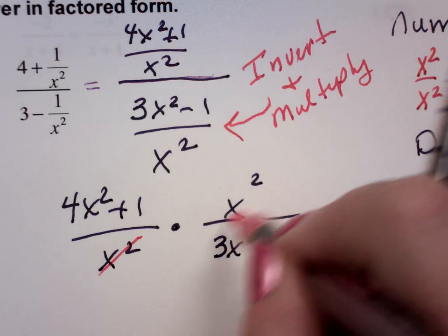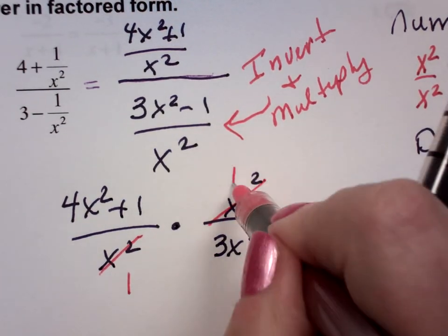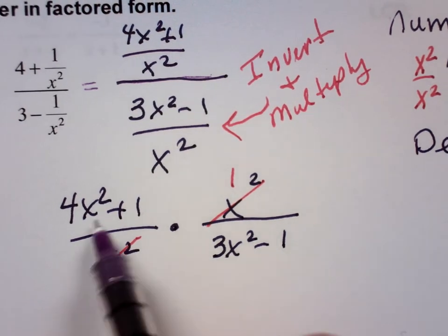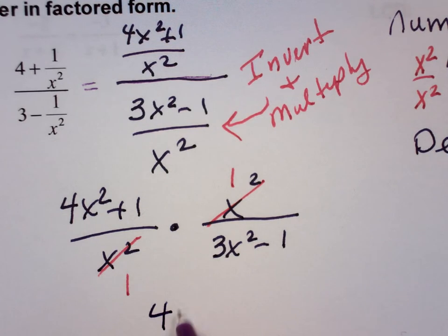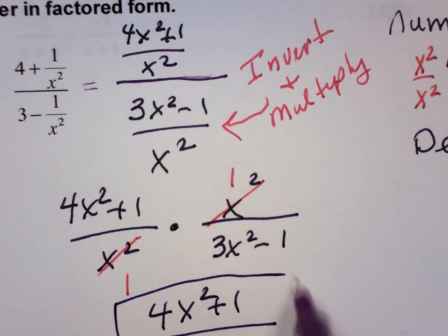The x squareds are going to reduce out, and that gets replaced by 1s. They never go away. It gets replaced by 1. So 4x squared plus 1 times 1 is 4x squared plus 1. And 3x squared minus 1 is just 3x squared minus 1. And then that's your final answer.